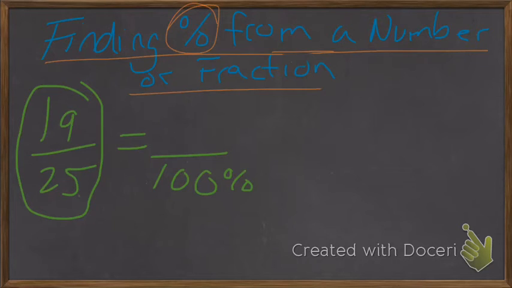So how do I get 25 to 100? Forget about the percent, just to 100. How many times is 25 in 100? It should be 4, right? I'm going to multiply that by 4. That gets us to 100.